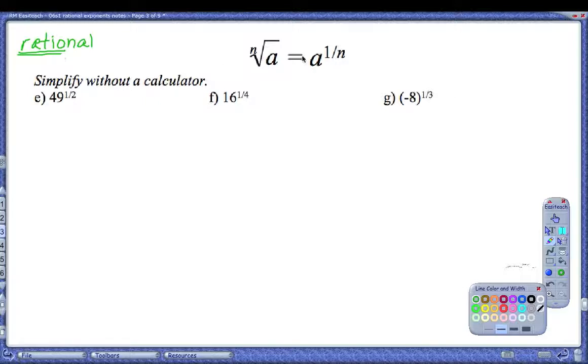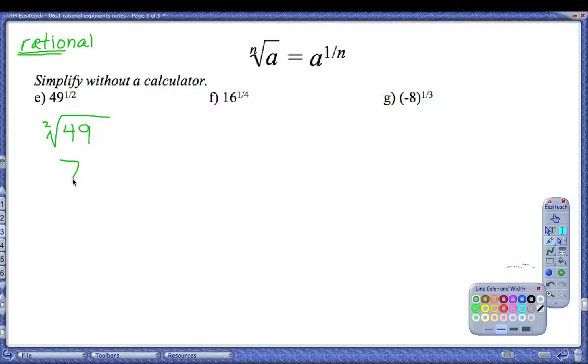Now, we'll start with a simplified form with a 1 in the numerator of the fraction. The number in the denominator is a root. So if I have a to the 1 over n power, that's the same thing as the nth root of a. So looking at the first example, 49 to the 1/2, that just means take the square root of 49. And the square root of 49 is 7.